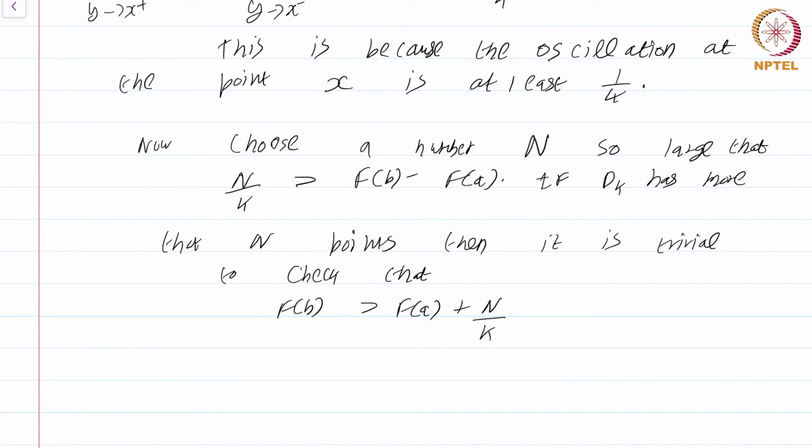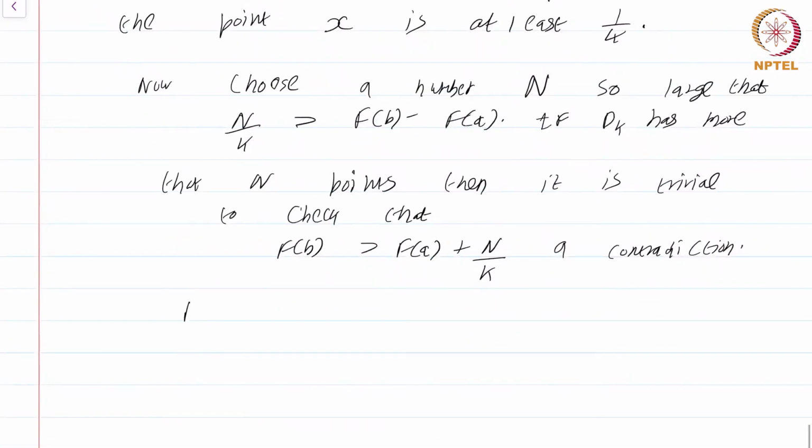N by k. So what is essentially happening is you start at f of a, each time you encounter a jump, you increase the value by at least 1 by k, and since this is a monotone, increasing function, you preserve that level, and you jump again by 1 by k when you encounter the next discontinuity, and this is going to happen at least capital N times. So f of b has to be greater than f of a plus N by k, a contradiction, right? So because at each jump there's a jump of 1 by k happening, there cannot be too many jumps. So D_k is a finite set.